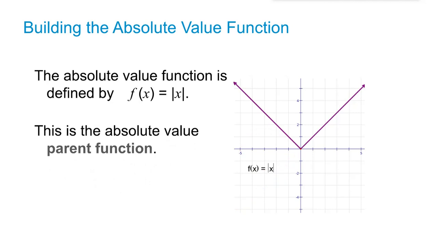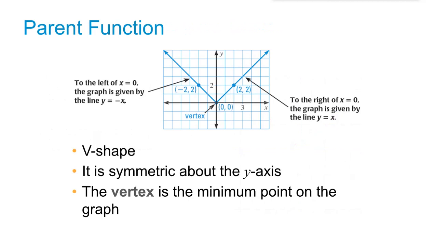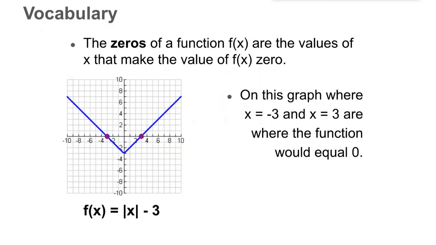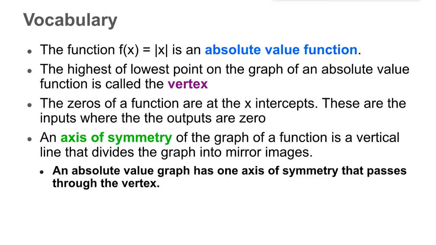So here's what you need to remember. An absolute value graph is going to have a V shape. It's going to be symmetrical around the y-axis. Its vertex is going to be the minimum point, or the maximum point if it's been reflected. Keep in mind also that if it's got intercepts, x-intercepts, those are zeros, or a y-intercept is where it crosses the y-axis. So, a vocabulary for f of x equals absolute value of x.